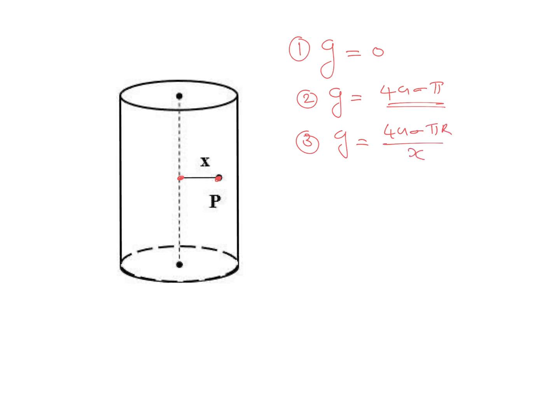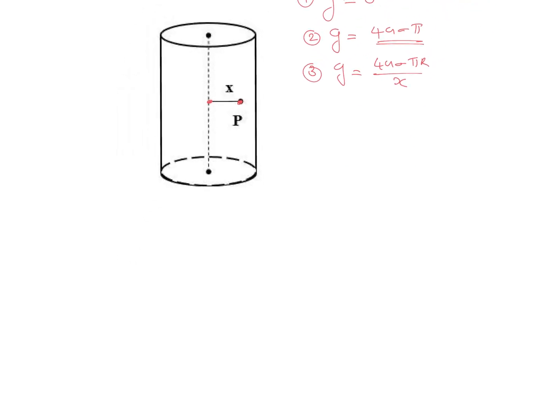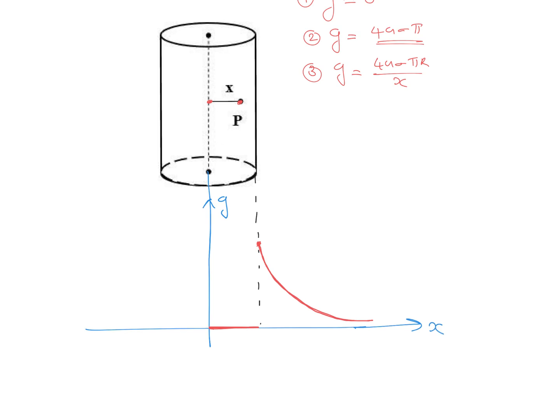Sometimes in a question they may ask for a graph showing the relation between gravitational field and distance. So we can draw the graph something like this. From the center to the surface, the gravitational field is equal to 0. On the surface, the gravitational field has its maximum value, equal to 4G sigma pi. After that it is inversely proportional to x, and at infinity it is equal to 0. So this is the variation of the gravitational field g with respect to distance x from the center.